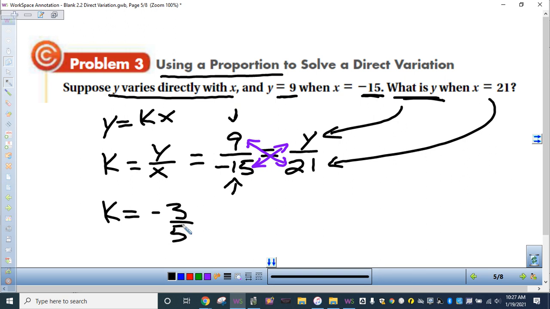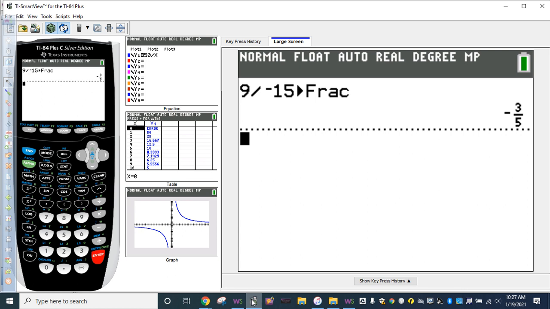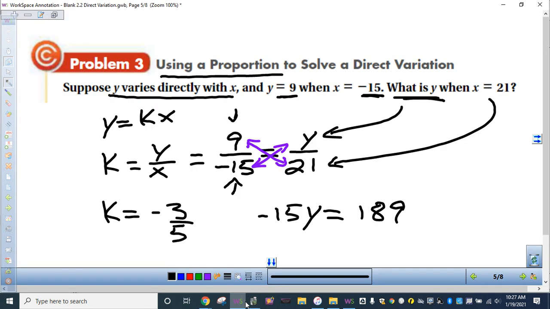And then we just have to cross multiply now. So negative 15y equals 9 times 21 is 189. Always double-check that, right? 9 times 21, I'm just doing that in my head. I just did it last period, so I remember these things. 9 times 21, 189 is what I said. That's correct. And then, last step to solve for the new y is to divide by negative 15.